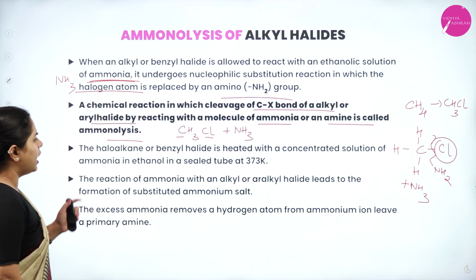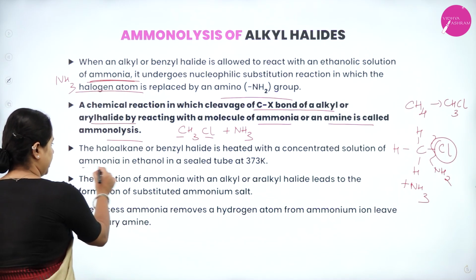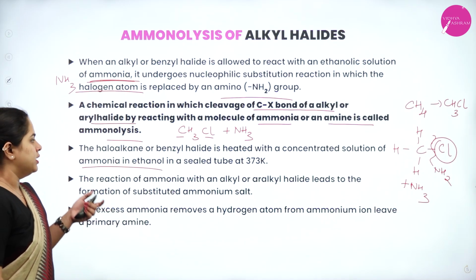Okay. The haloalkane or benzyl halide is heated with a concentrated solution of ammonia in ethanol in a sealed tube at 373 Kelvin.